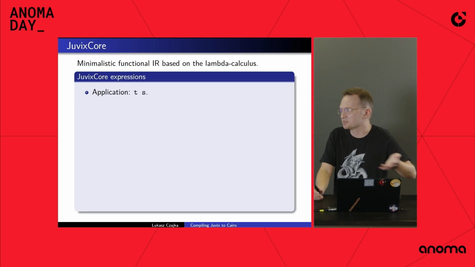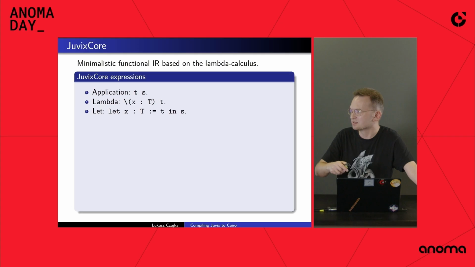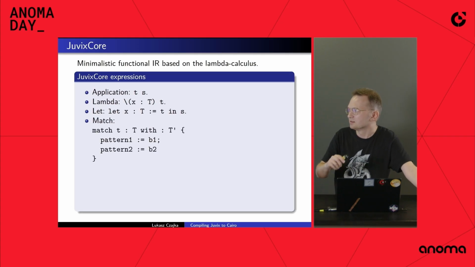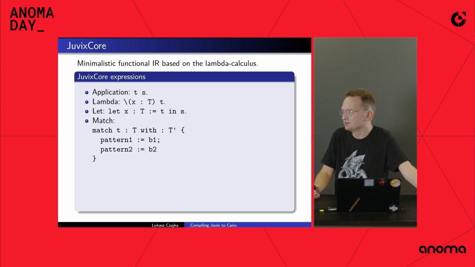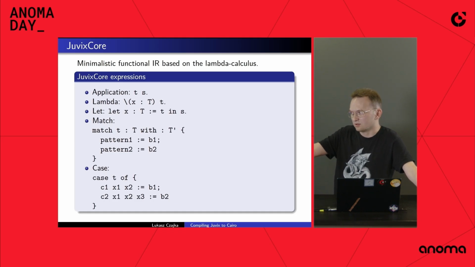Well, briefly how it looks. So you have application, you can apply things. You have lambdas, that is anonymous functions. You have some lets. You have matches, where the patterns can be nested patterns. And you also have cases, which are one-level case expressions, which have exactly this form. Here you can't have nested patterns. You just have a constructor and the variables for the arguments of the constructor, just single level.